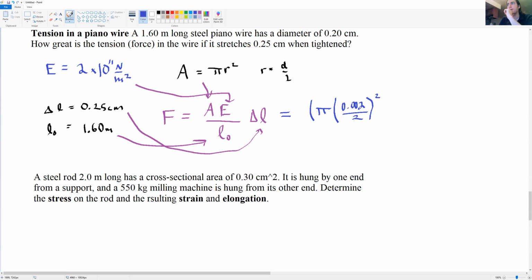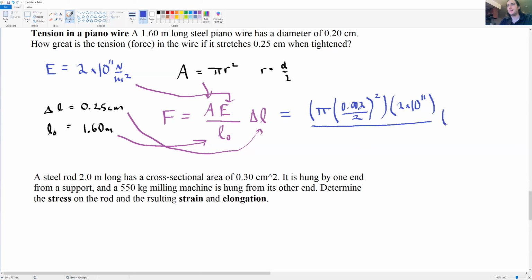So for the area here, we want to use pi r squared, where radius is diameter over 2, right? So as long as we do the diameter divided by 2 and square it in our calculator like that, we'll get the right area. Elastic modulus here, 2 times 10 to the 11. I'm just leaving the units off. We know what the units are going to come out to, as long as we convert everything to meters. The units on our force are going to come out to newtons.